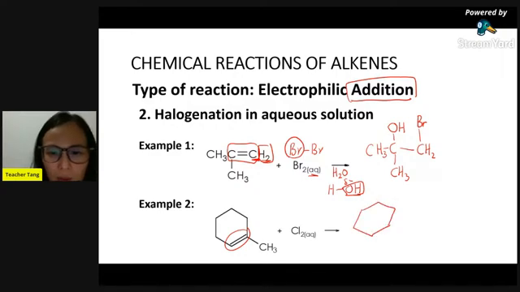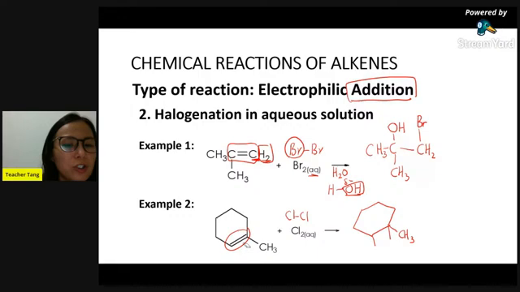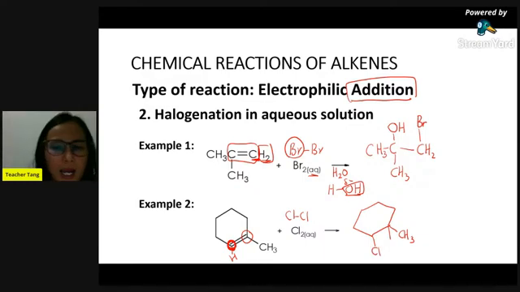So the double bond becomes a single bond. Okay, so your chlorine needs to go to the carbon that has more hydrogen. Can you see that this carbon already has 4 covalent bonds, no hydrogen, but this carbon has 1, 2, 3, so that means 1 hydrogen. So this carbon here has more hydrogen, so that means Cl needs to come here.